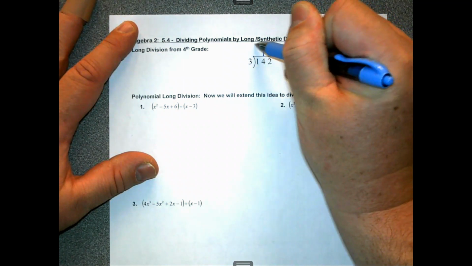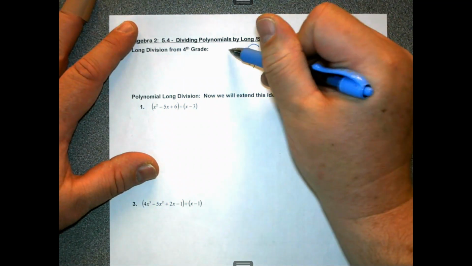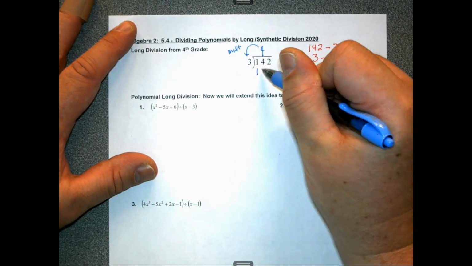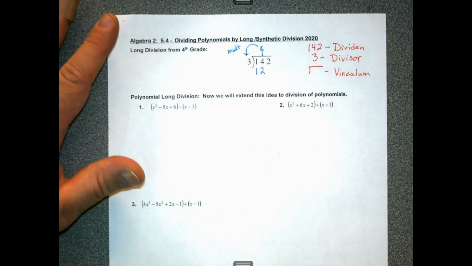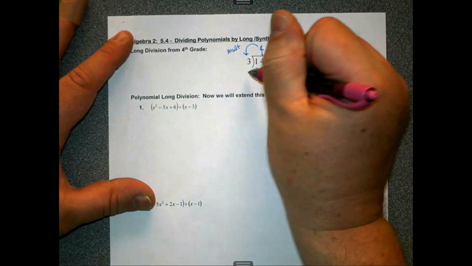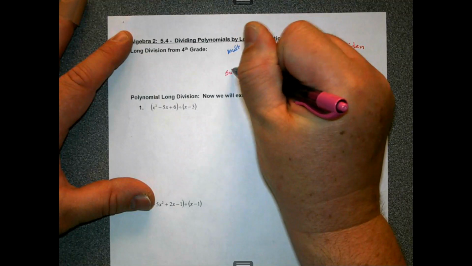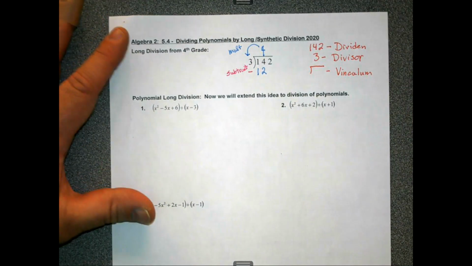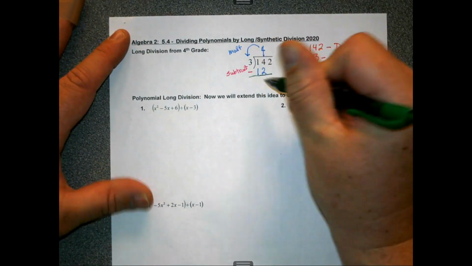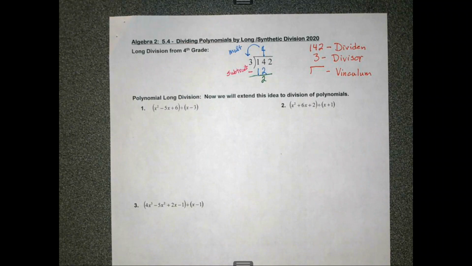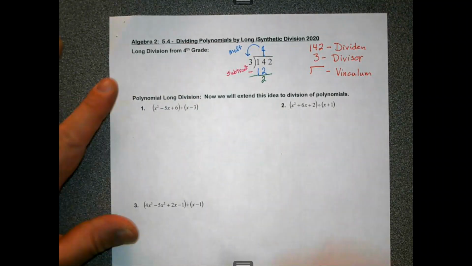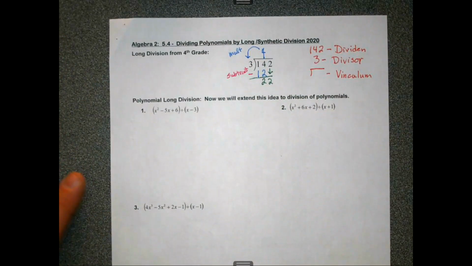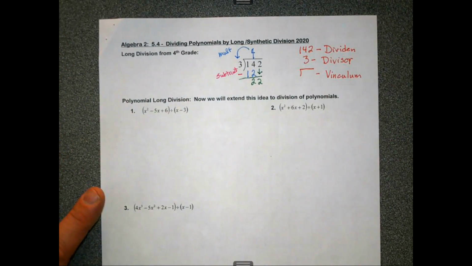Then you take 4 and you multiply it by the 3, right? And you get 12. What do you do with the 12? Subtract. So 14 subtract 12 is 2. Then what do you do? You carry down the next number. So now what? Do it all over again, right?